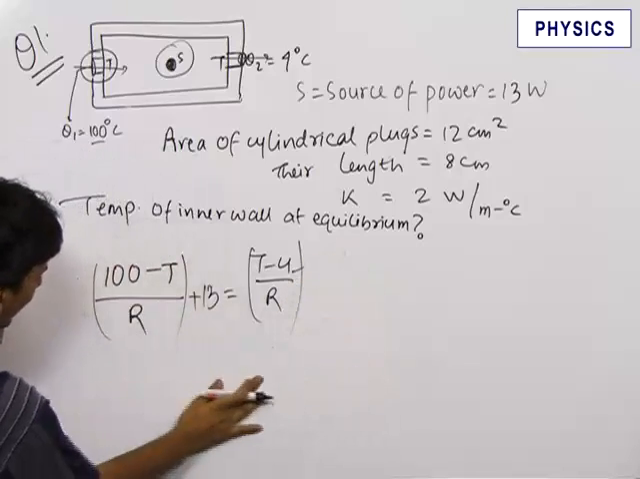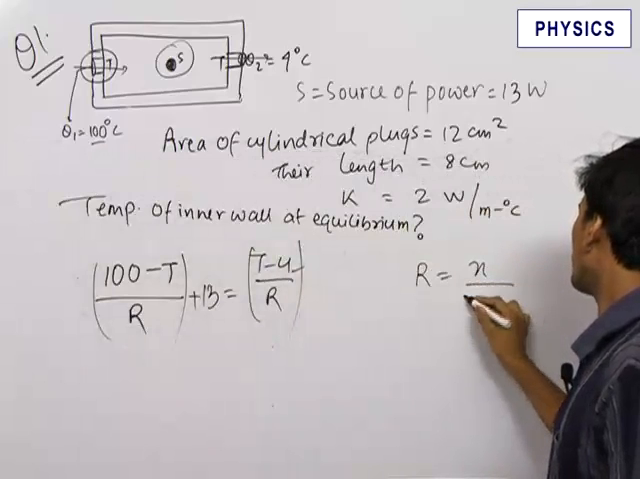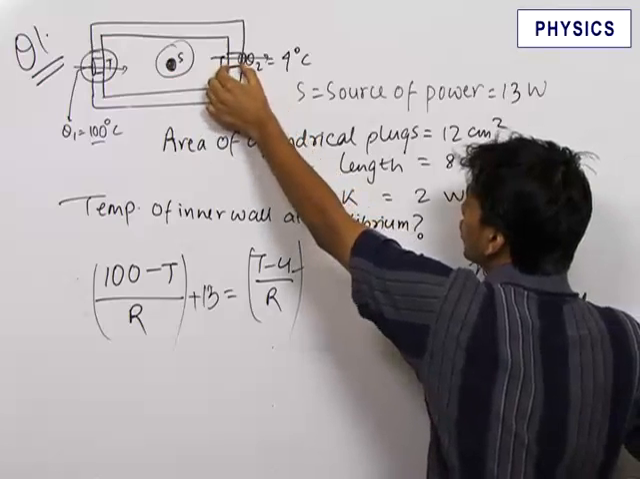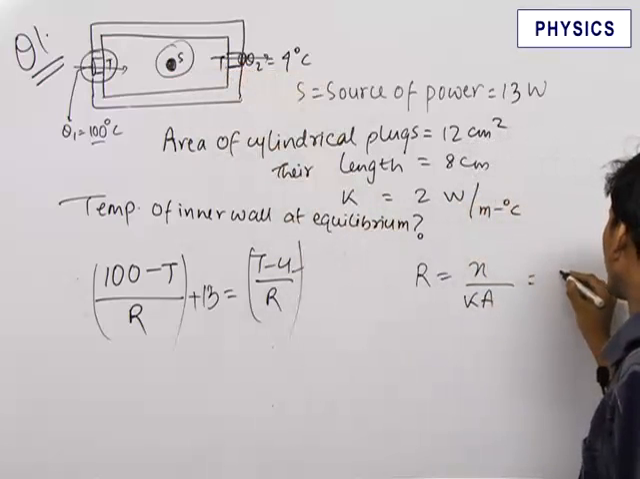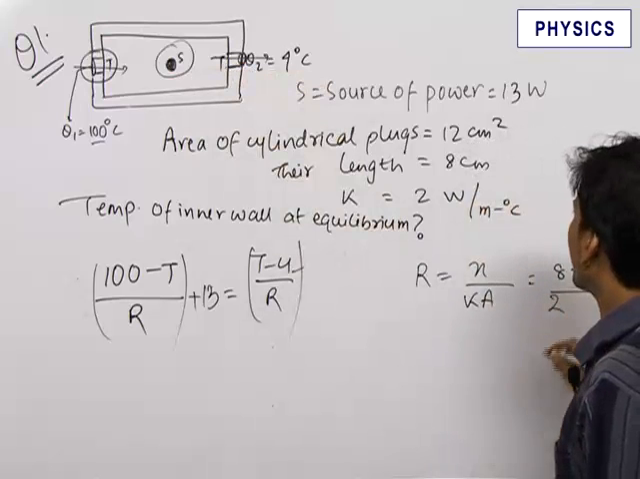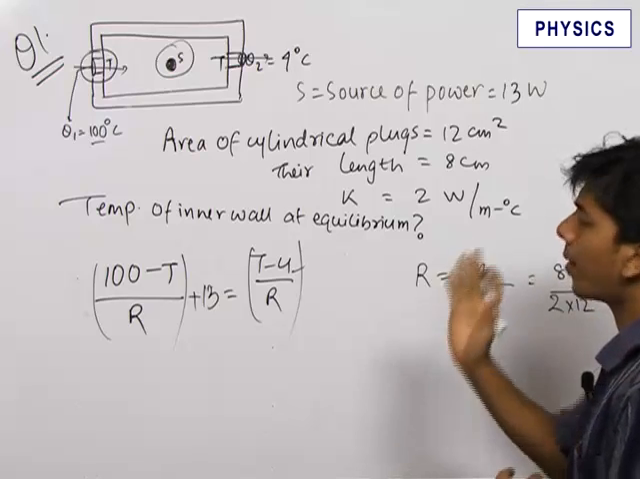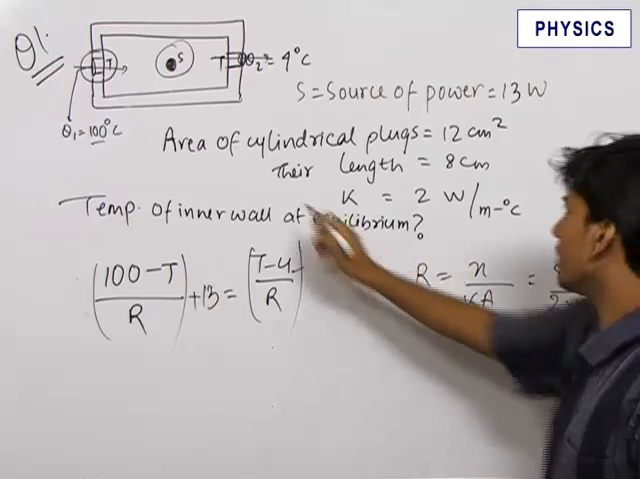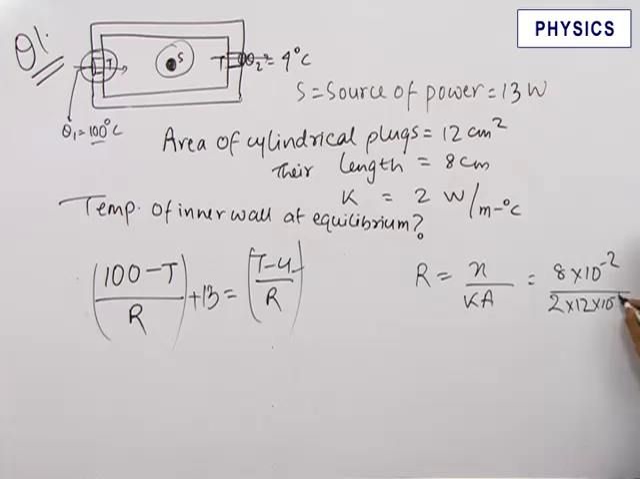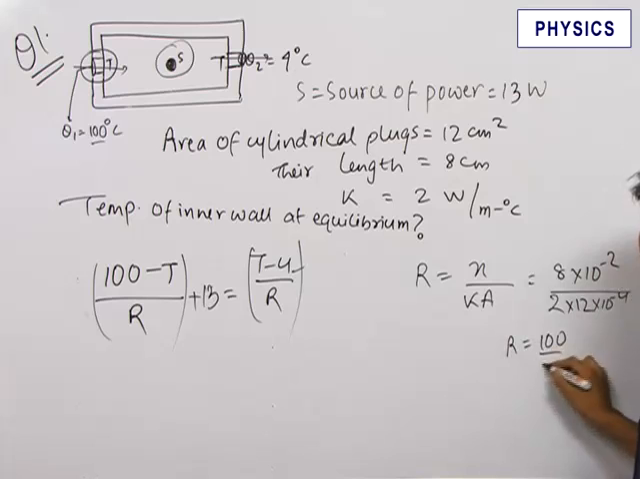This is the formula for heat current, T1 minus T2 upon R. So on solving this, let us first find out the value of R. R is equal to X upon K into A. Here X is equal to the length through which the current travels, that is equal to 8 centimeters, upon K, that is 2, into area of cross section. This area should always be taken as the area perpendicular to the heat current. So the area perpendicular to the heat current comes out to be 12 centimeters square, that is 12 into 10 raised to minus 4. So on solving this we get R is equal to 100 upon 3.